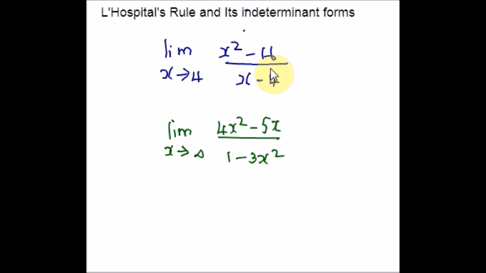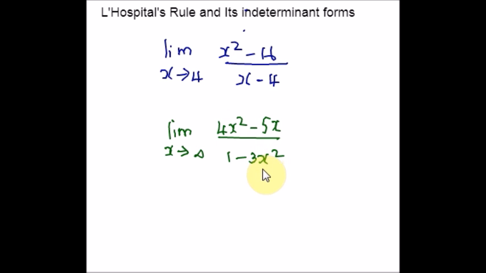In the first limit, if we plugged in x equal to 4, we would get 0 over 0. Am I right? 4 squared is 16, 16 minus 16 is 0 in the numerator. In the same way, 4 minus 4 is 0 in the denominator. And in the second limit, if we plugged in infinity, we would get infinity in the top row and minus infinity in the bottom row, in the numerator and denominator.